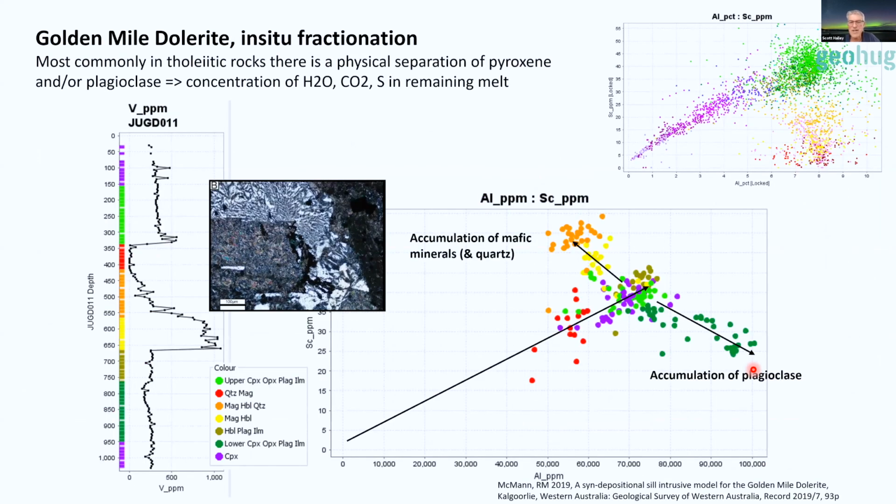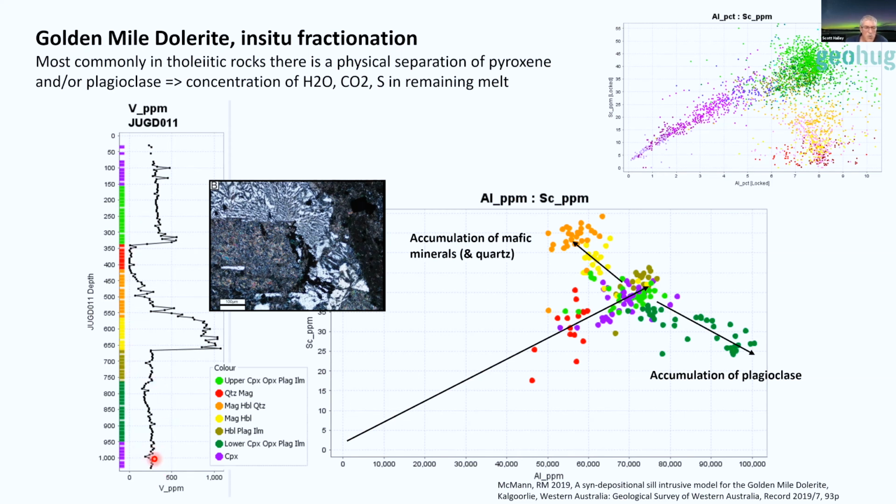We'll take a bit of a detour now and look at fractionation in tholeiitic mafic rocks. I'm going to show an example from the Golden Mile dolerite. This is the longest intercept of Golden Mile dolerite that's ever been drilled, and I've plotted vanadium against depth downhole. We can see the fractionation units in the Golden Mile sill in here.